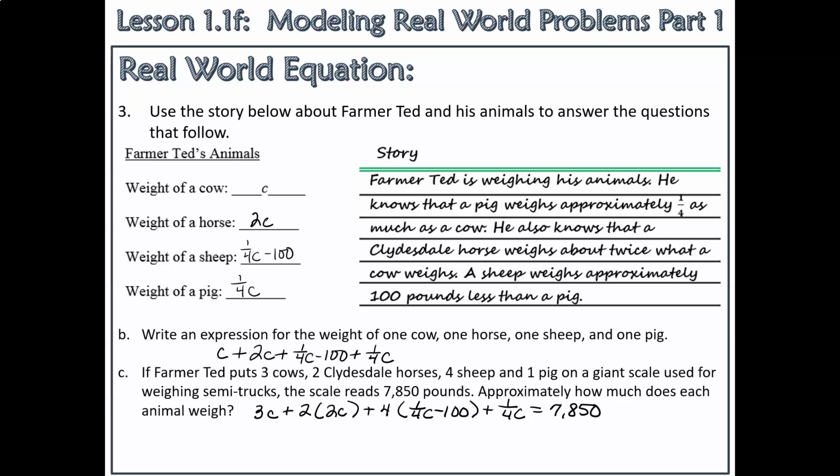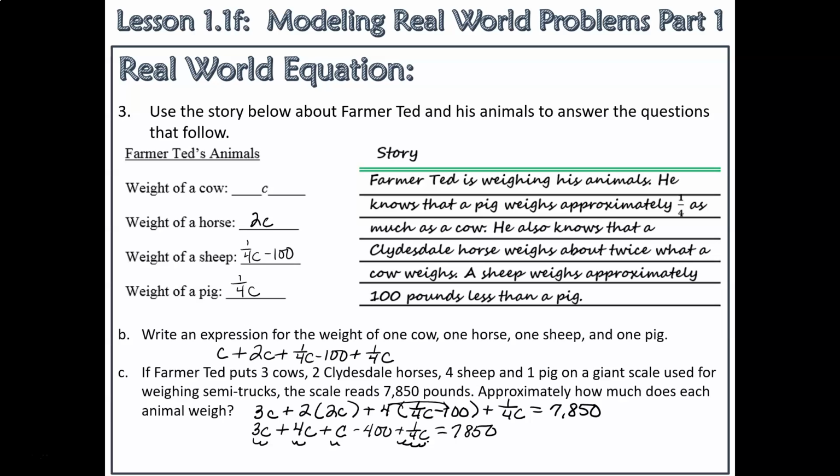All right, let's simplify this and see if we can solve for C. And if we solve for C, we can figure out what the rest of the animals weigh too. So I have 3C plus 2 times 2C, which is 4C, plus 4 times 1/4 C. 1/4 times 4 is just 1. So I have C. And then 4 times negative, I'm going to distribute in there. 4 times negative 100 is negative 400. And then we're going to add the pig, the 1/4 C.